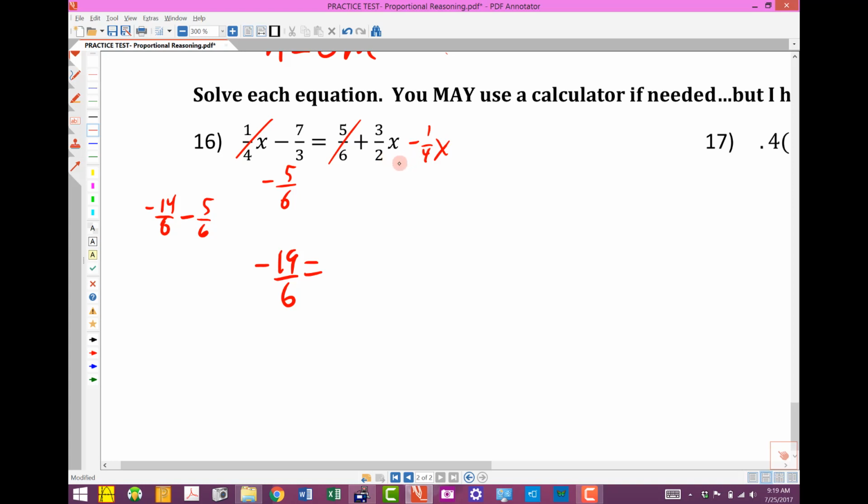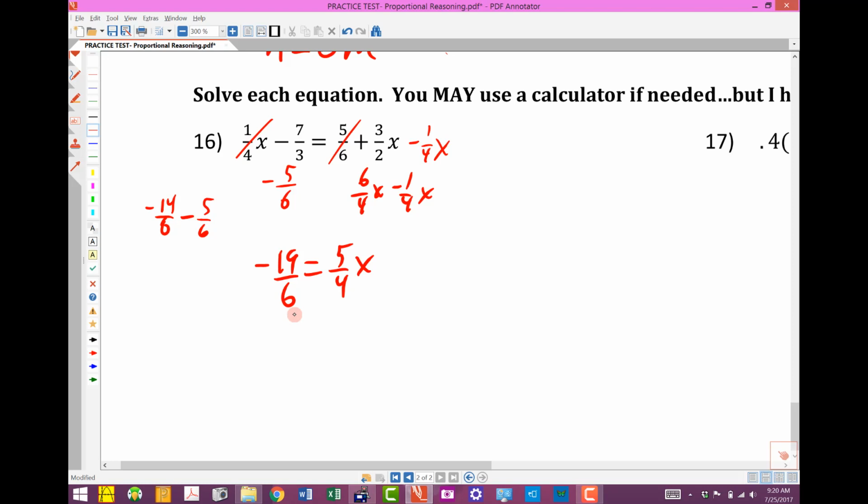I'm going to get a common denominator right here, so I'm going to double this so we have fourths. So this is going to be 6/4 x minus 1/4 x. So that's going to give us, let's see, 5/4 x. Looks pretty good. Now we're going to get rid of a fraction in front of the variable.